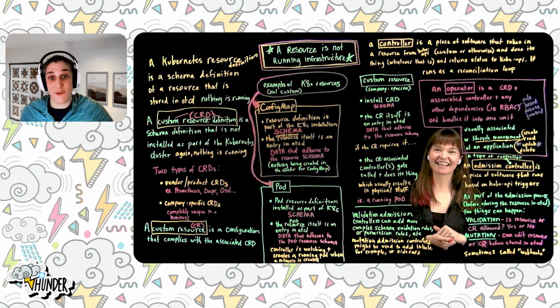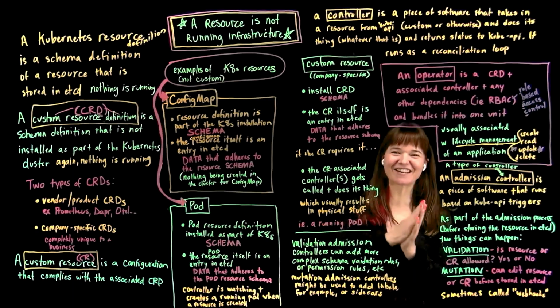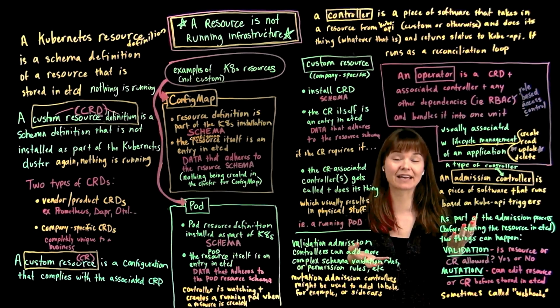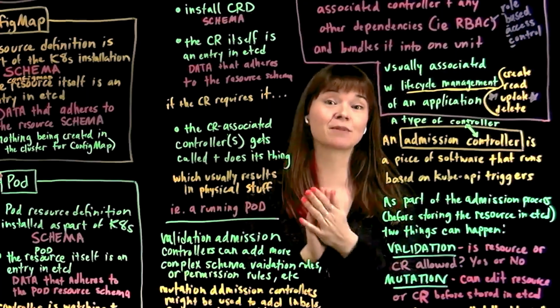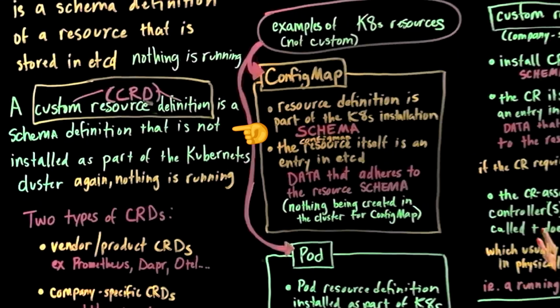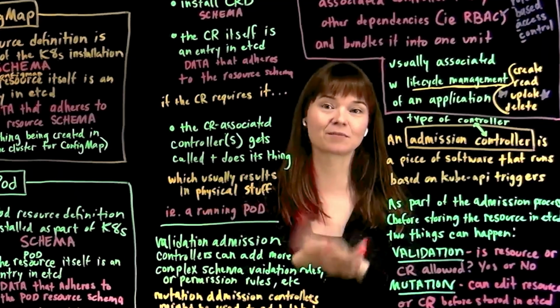Then, Whitney, what is special or different about a custom resource definition? Oh, I love this. A custom resource definition is not installed as part of the Kubernetes cluster. So whatever the custom resource is you want to make, the Kubernetes API doesn't know about it yet. So you need to install the custom resource definition, which, spoiler alert, is just a schema. Then that teaches your Kube API to accept this new kind of resource, this custom resource.